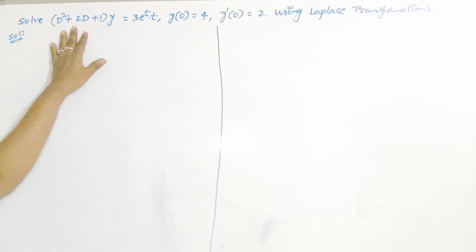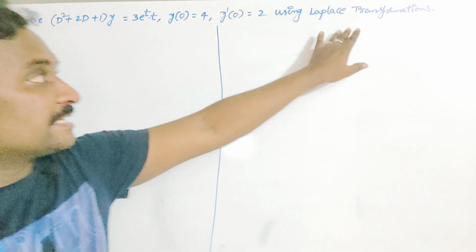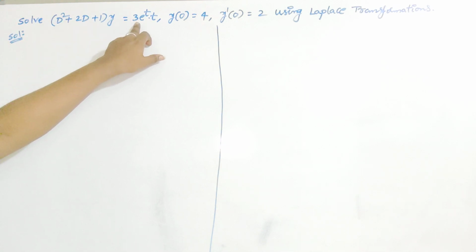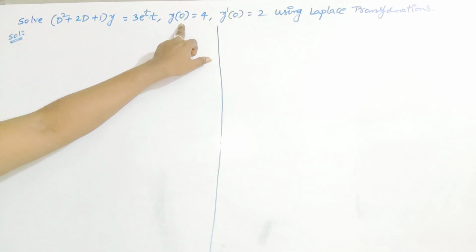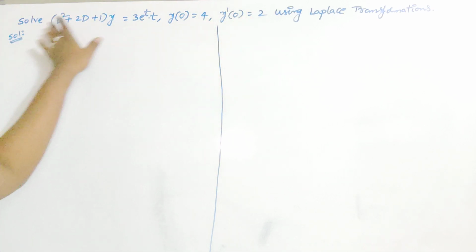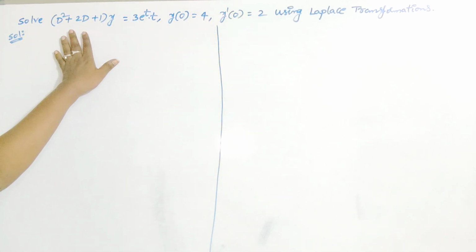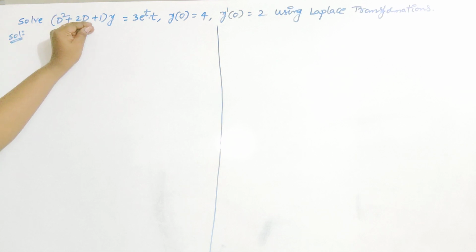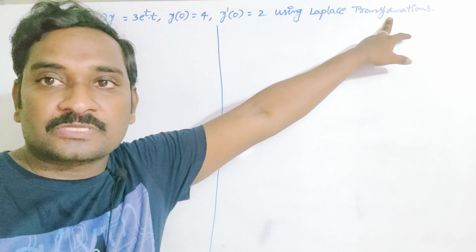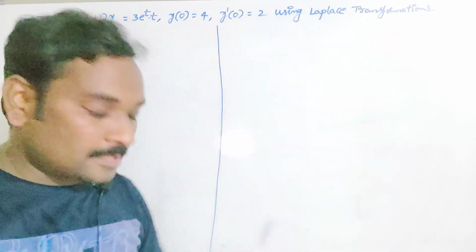Hi everyone, this is another example on solving differential equations by using Laplace transforms. See the statement: solve (D square plus 2D plus 1) of y is equal to 3 e power t into t, at the conditions y of 0 is equal to 4 and y dash of 0 is equal to 2. Clearly this is a second order differential equation. We have to solve this second order differential equation at the given conditions using Laplace transforms. That is the statement.